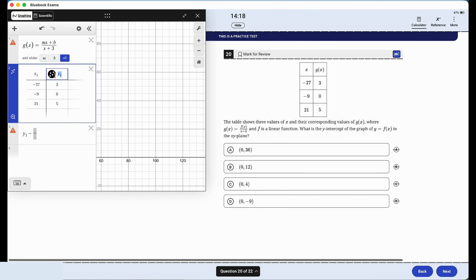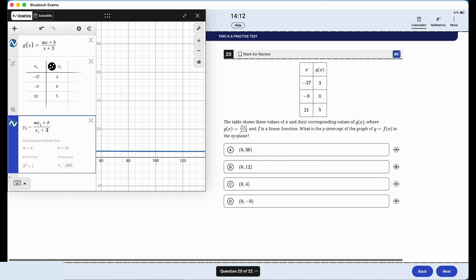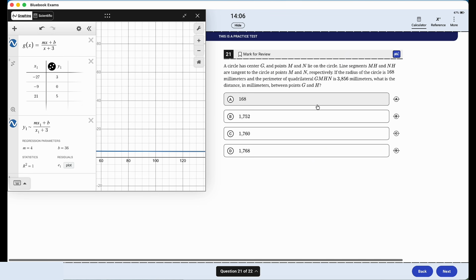The reason we do that is that in the table it says x1, y1, so we want to use the table. So we write this in, you see x1 plus 3, and it gives me my m and my b, and so I know it's 36. Easy if you know that.